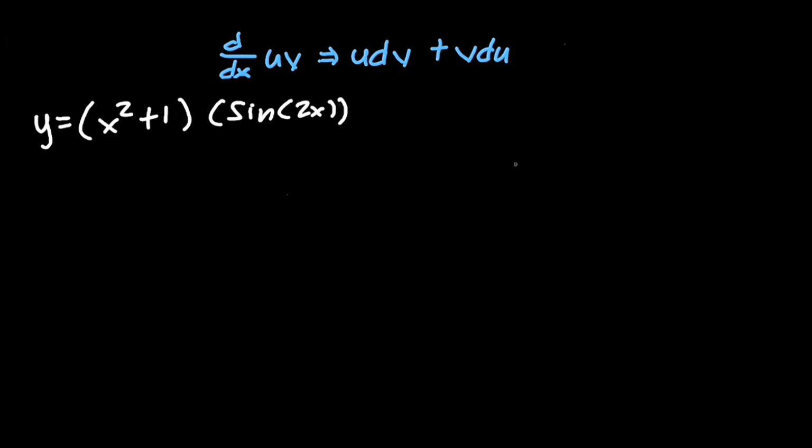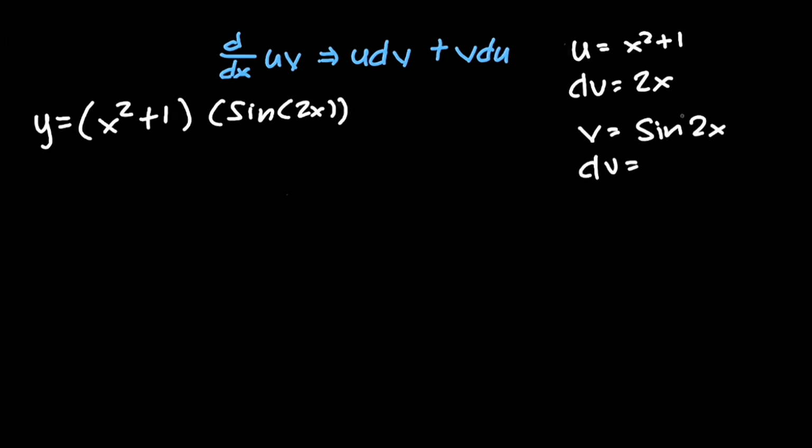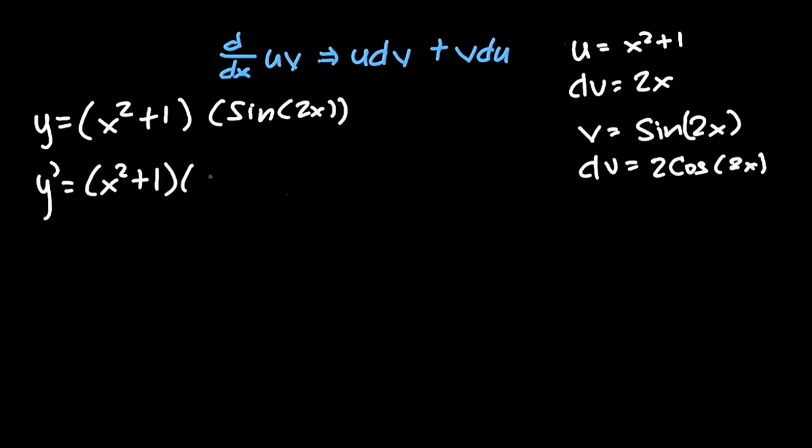Let's solve this. x squared plus 1 multiplied by sine of 2x. U here would be x squared plus 1. Derivative of x squared plus 1 would be 2x. V would be sine of 2x. Derivative of sine of 2x would be 2 cosine of 2x. Y prime now here would be x squared plus 1 multiplied by 2 cosine of 2x plus sine of 2x multiplied by 2x.